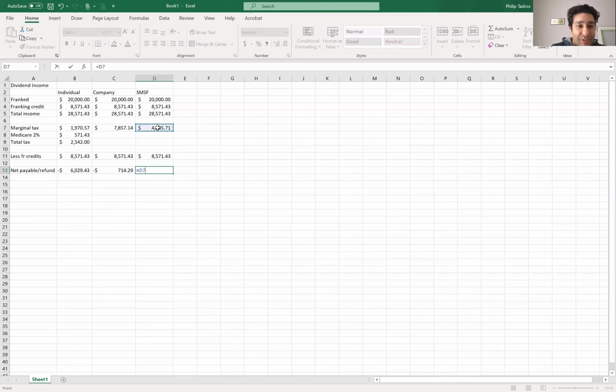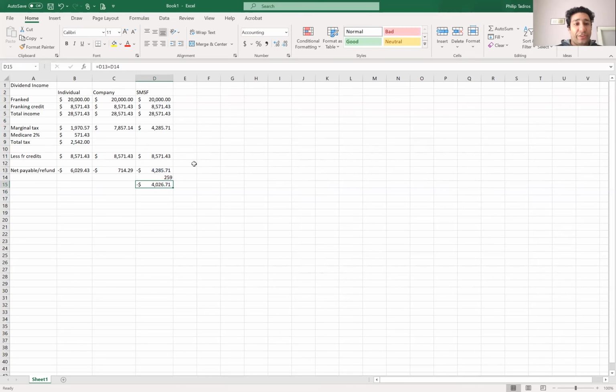Now, any excess franking credits in a self-managed super fund is also refundable. So you're left with a tax refund of $4,285, but we need to take what we call an ATO supervisory levy of $259. So that is a tax payable, so equals that plus that. You're left with an overall refund in your SMSF of $4,026.